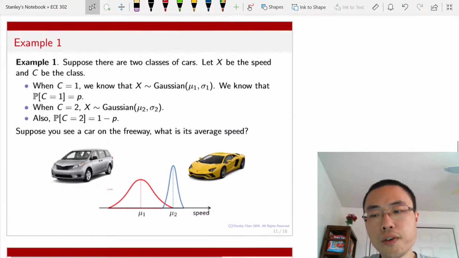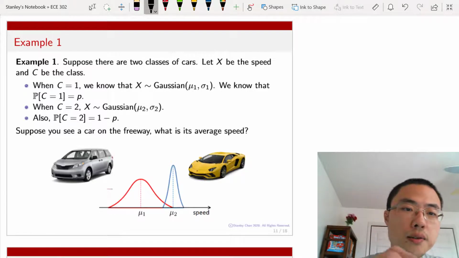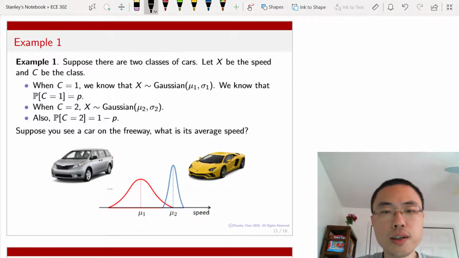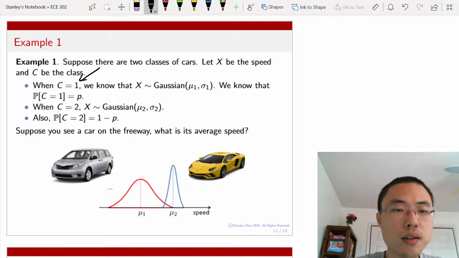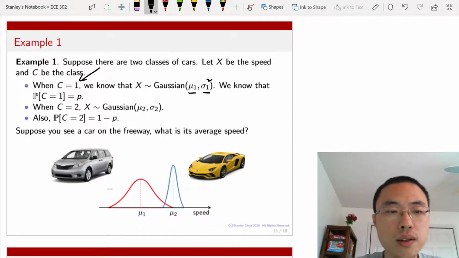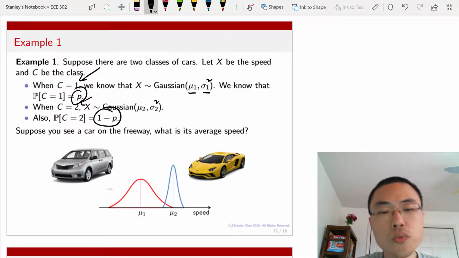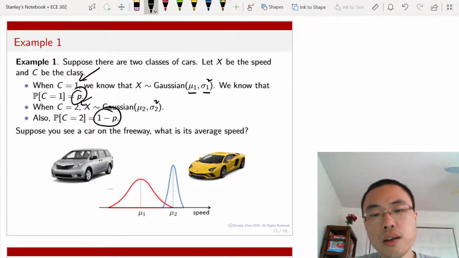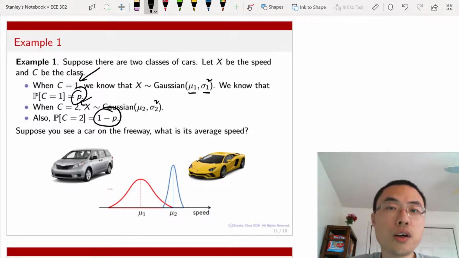All right, so let's go through a few examples to make sure that we understand the idea. The first example is as follows. Suppose there are two classes of cars, and let x be the speed and c be the class. If you're class 1, then you have one Gaussian distribution with mean mu1 and variance sigma1 square. If you're class 2, it is another Gaussian with mu2 and sigma2 square. The probability of getting class 1 is p. The probability of getting class 2 is 1 minus p. So imagine that you see a car on a freeway. We ask, what is the average speed of a car?